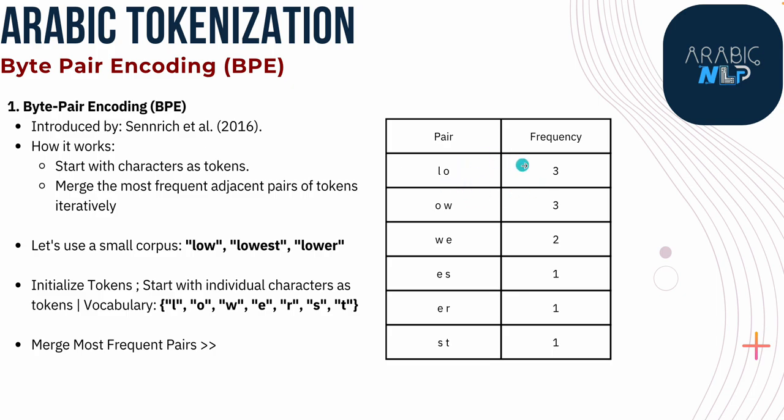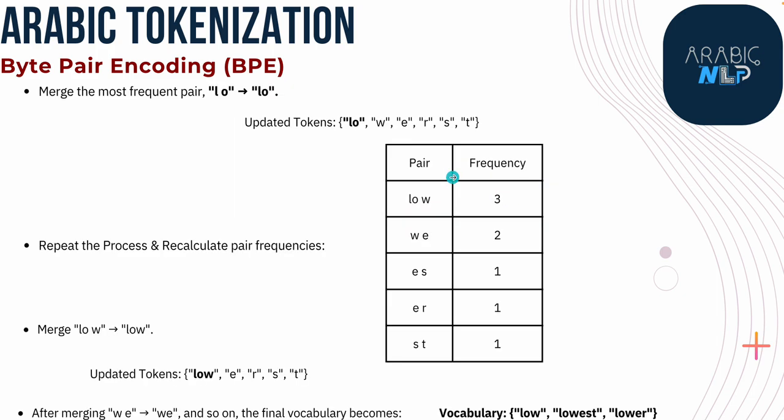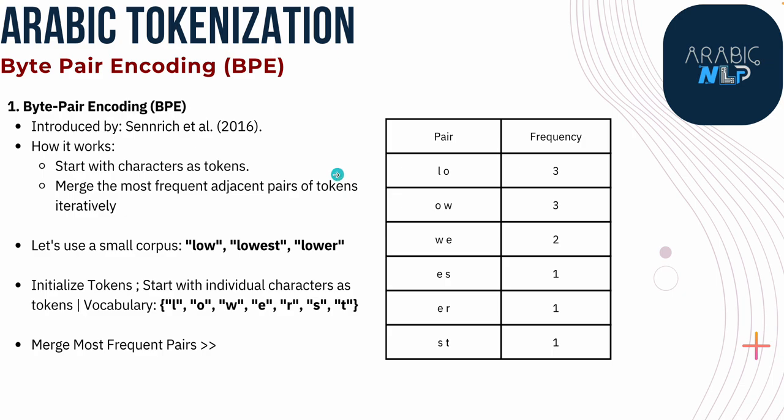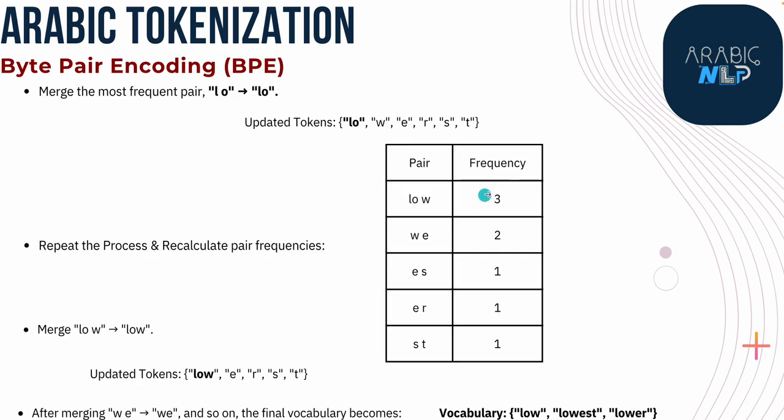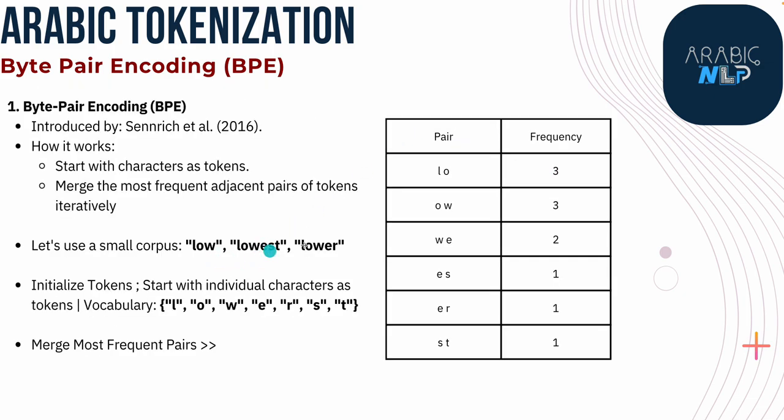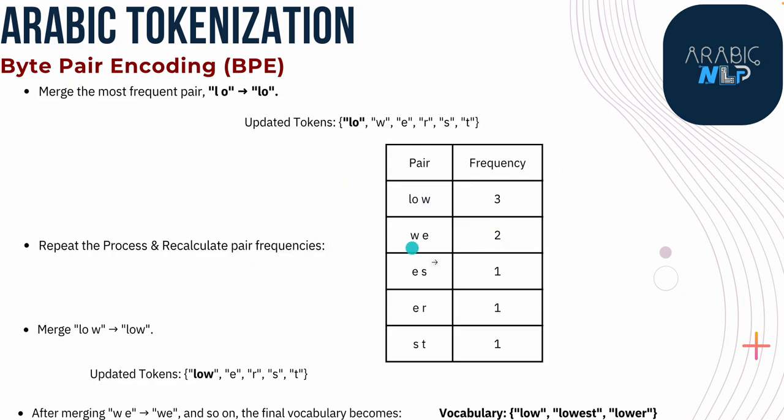Now I take the pair with the highest frequency, merge it, and update my tokens. So instead of LO being separate characters, I now have a merged token, LO together, and I repeat the process with my corpus. LO with W, I can see three times, so I assign 3. WE, I can see here and here, so I give it 2, and I keep doing this for all the tokens. Then I recalculate the pair frequencies and do the merging.